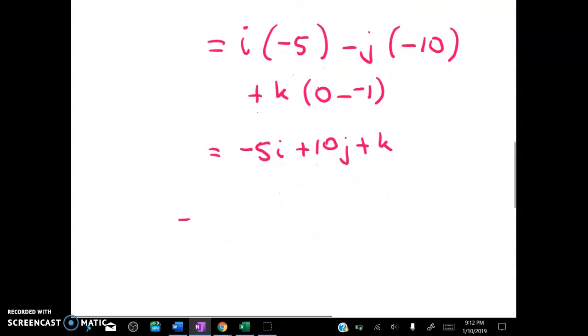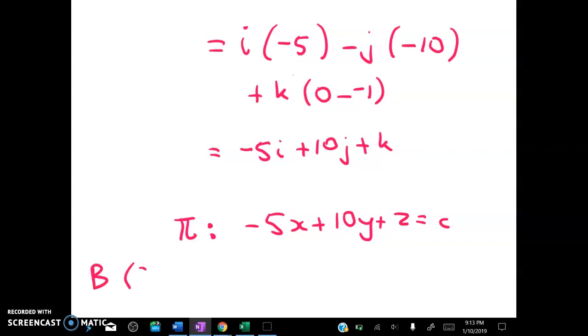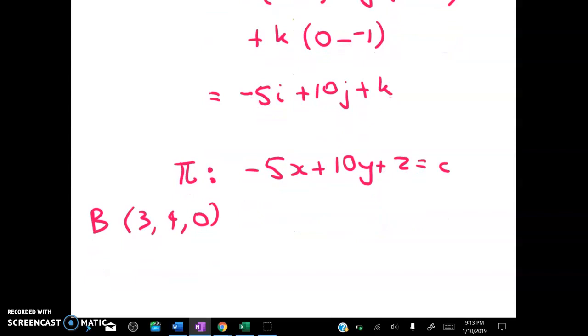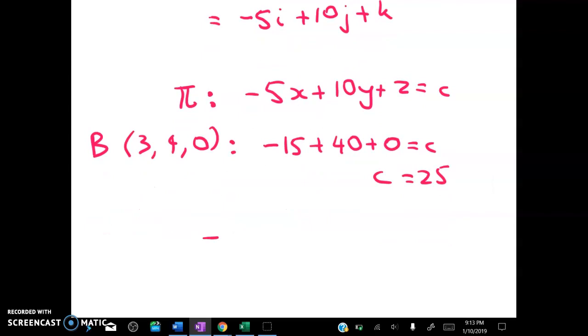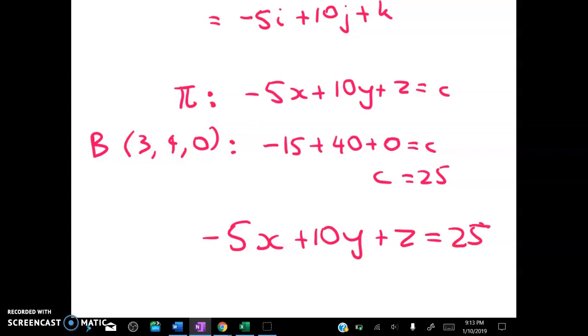So we're just about finished. So the plane pi is negative 5x plus 10y plus z is equal to c. So we have to pick a point on the plane, and I'm going to pick point B, which is 3, 4, 0. So that tells me negative 15 plus 40 plus 0 is equal to c. C is equal to 25. So we can write the plane equation as negative 5x plus 10y plus z is equal to 25.